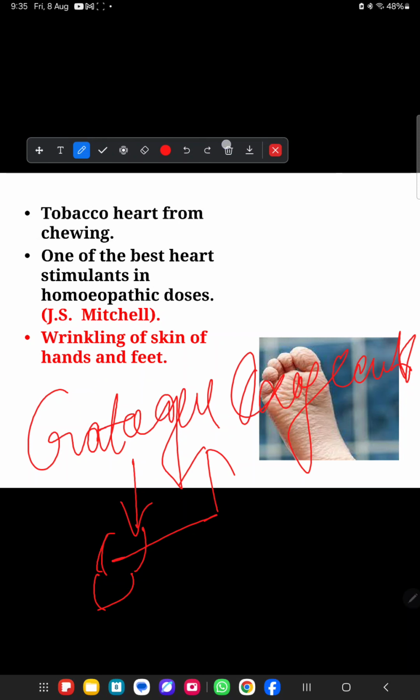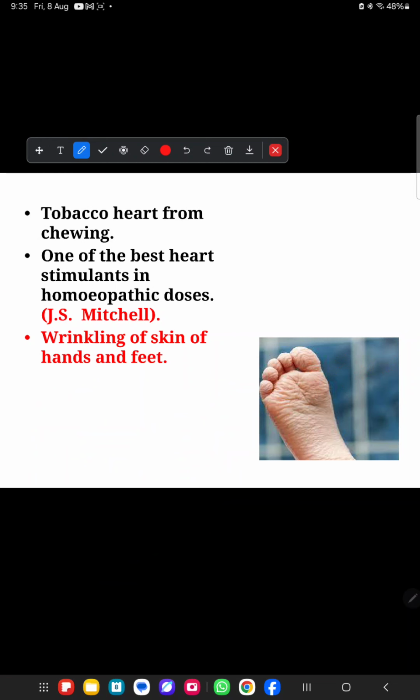Mitchell. Okay, whatever we have read, you will find there will be a wrinkling of the skin of hands and feet. Why does this patient have wrinkles? Because severe dehydration will lead to wrinkling of the hands and feet, and you will find there will be coldness of the whole body. So we can think about this medicine.